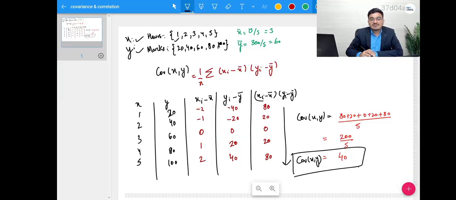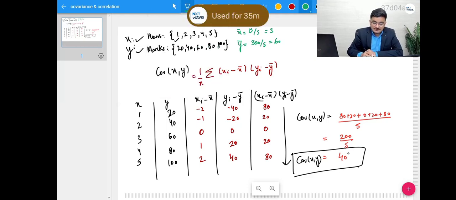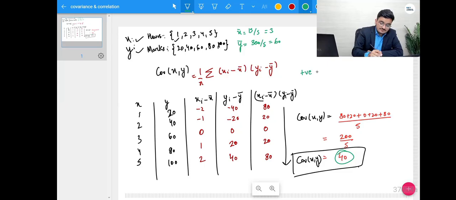Now, what does this value actually represent? Since we got a positive value here, we got positive covariance, right? Positive covariance means that the two features have a positive relationship. Since 40 is greater than 0, we can say that they have a positive relationship.